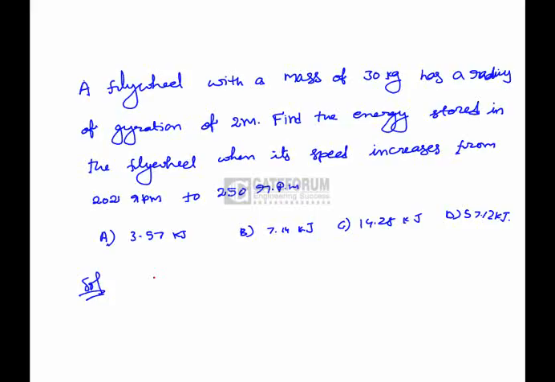A flywheel with a mass of 30 kg has a radius of gyration of 2 meter. Find the energy stored in the flywheel when its speed increases from 202 rpm to 250 rpm. Here the options are 3.57 kilojoules, 7.14, 14.28 and 57.12. So coming to the energy stored in the flywheel, the flywheel speed increases from 202 rpm to 250 rpm.